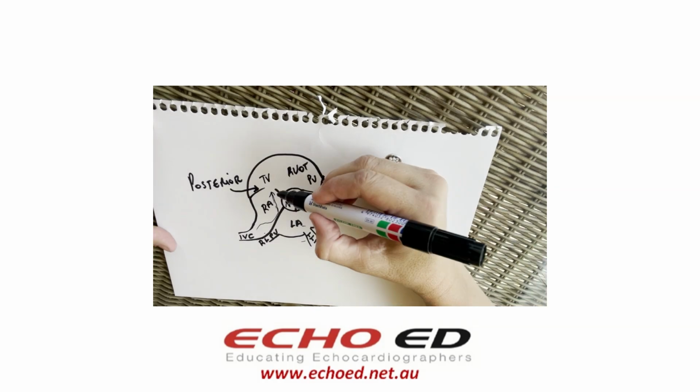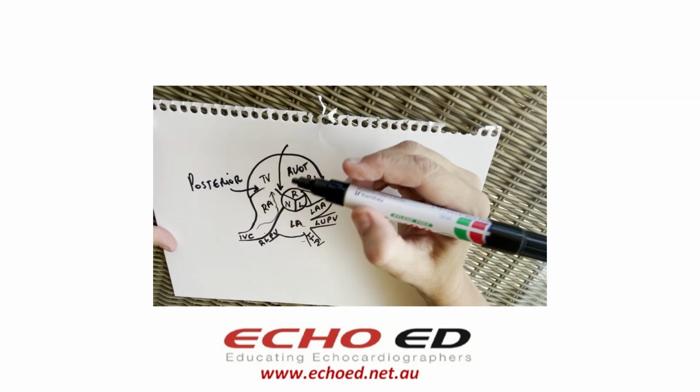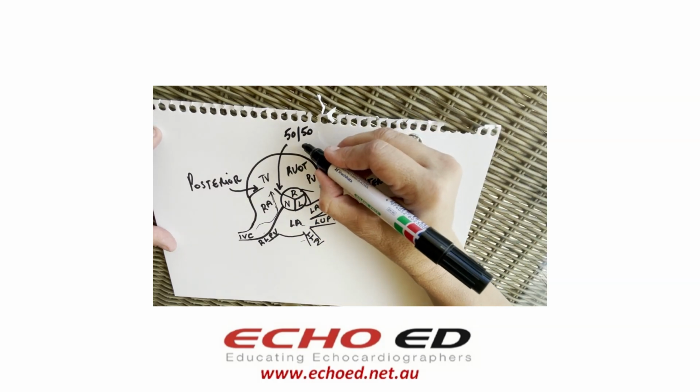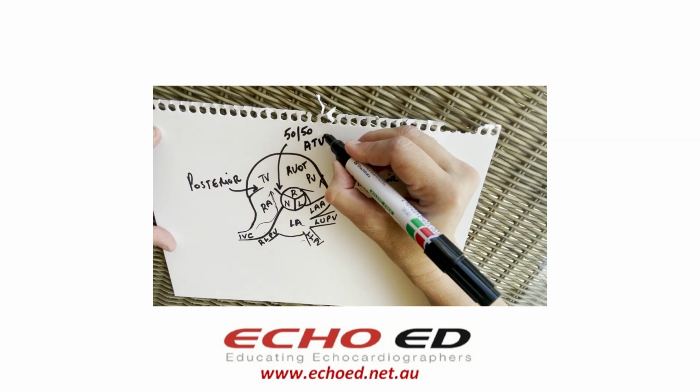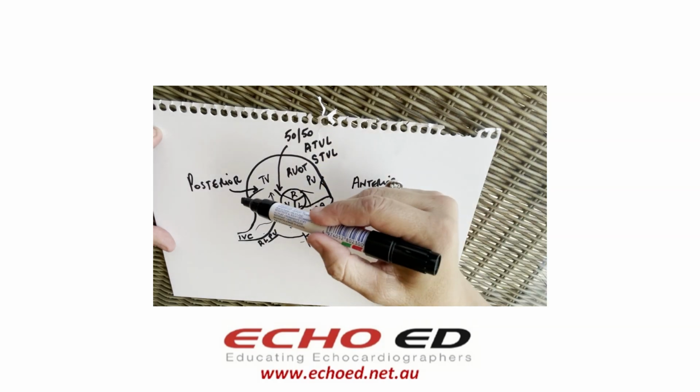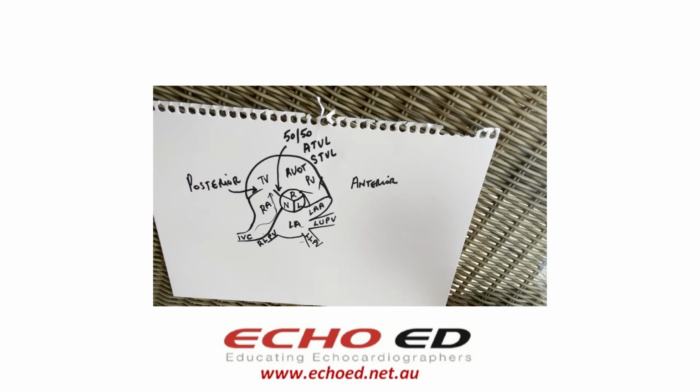And I think that makes it really easy to realize that this here is the posterior tricuspid valve leaflet. And this leaflet here, well, I call it the 50-50 rule, okay? 50-50, because 50% of the time it's the anterior tricuspid valve leaflet, and 50% of the time it's the septal tricuspid valve leaflet. But the posterior is a nice and easy one to remember.